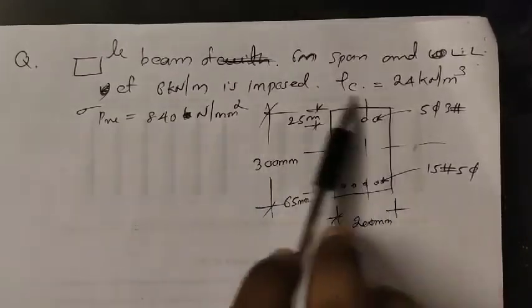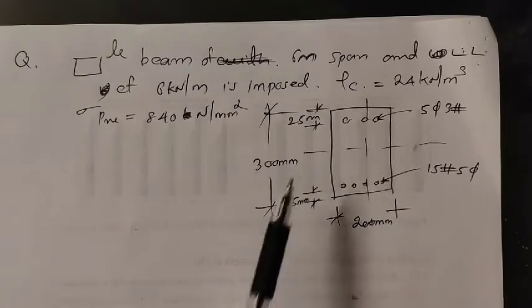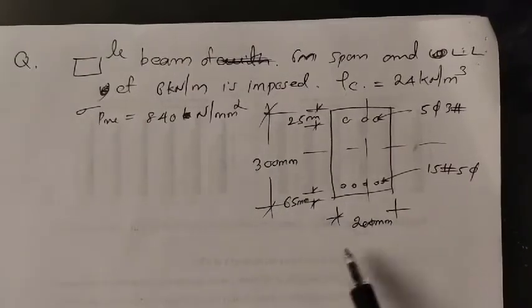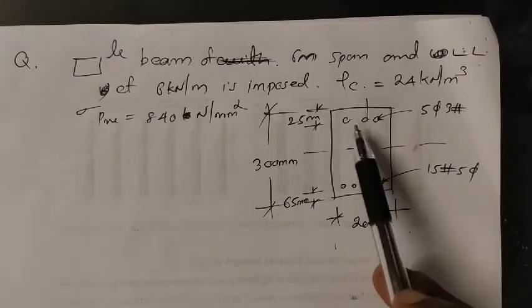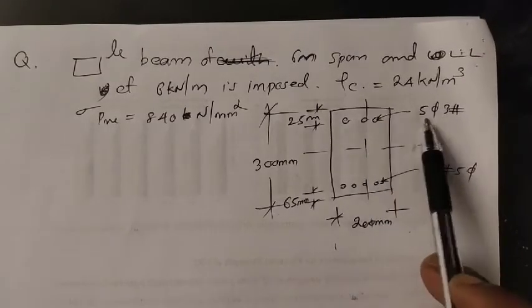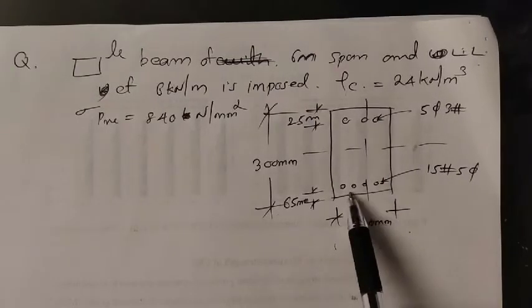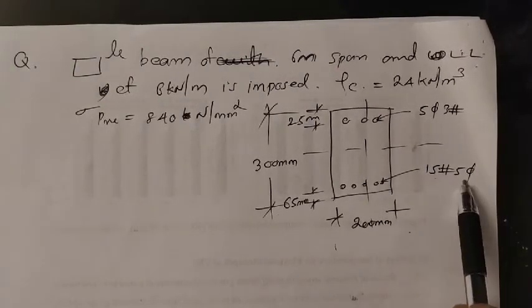The concrete section is given in the figure, that is 300 mm deep and 200 mm wide. Then 3 wires are here, 5 mm diameter wires, 3 wires. The bottom section has 15 wires with 5 mm diameter.